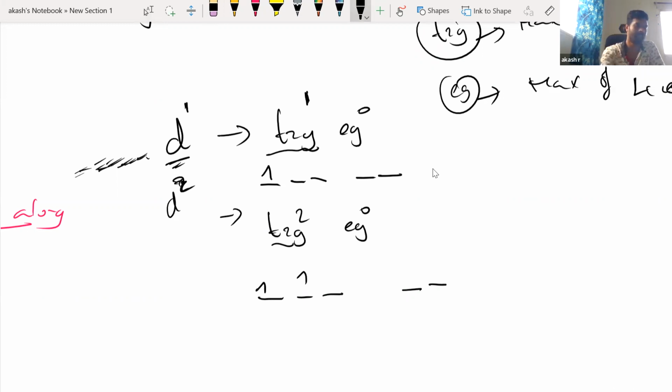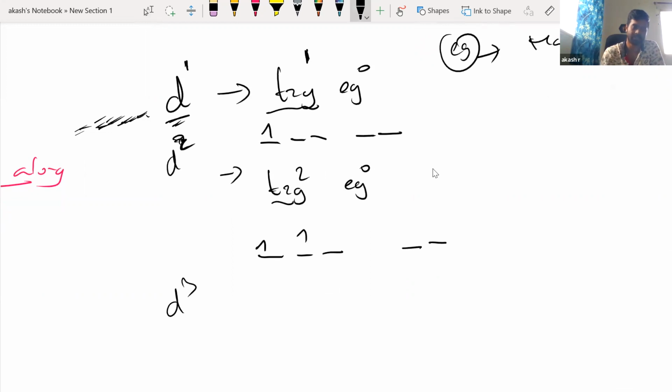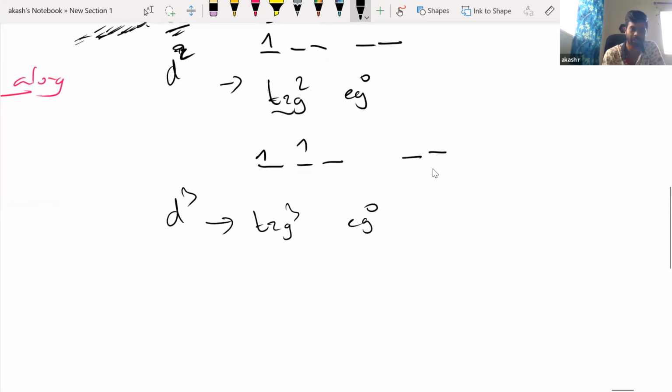Right, fine. Moving on, d3. How do we write? t2g3, again eg0. How do we write this? 1, 2, 3. Here again you have to follow Hund's rule. The third electron will go here only. Now, d4.